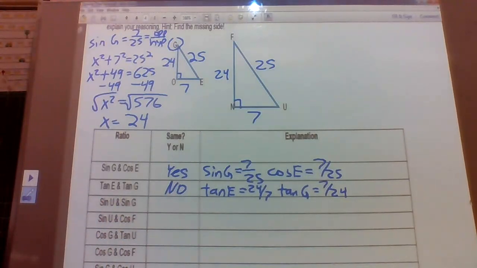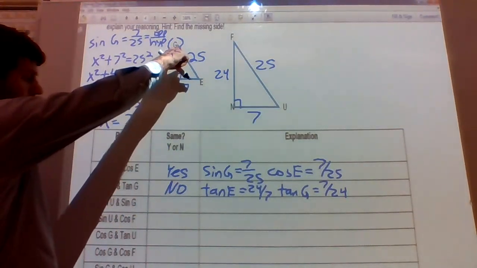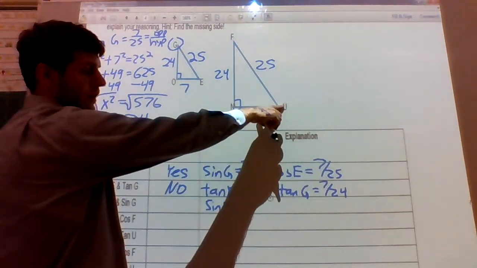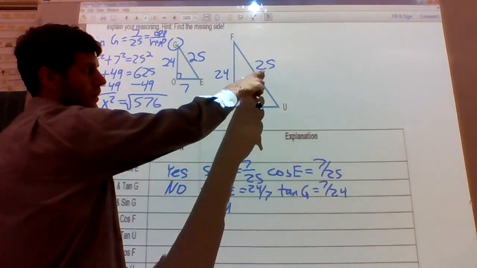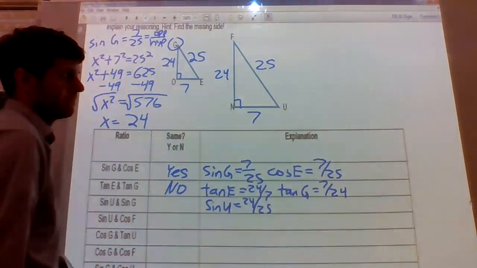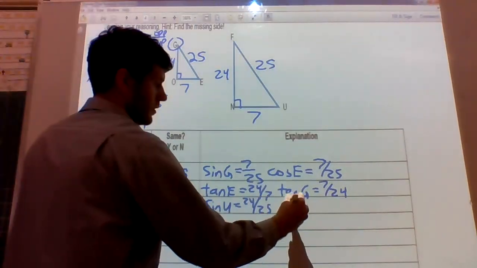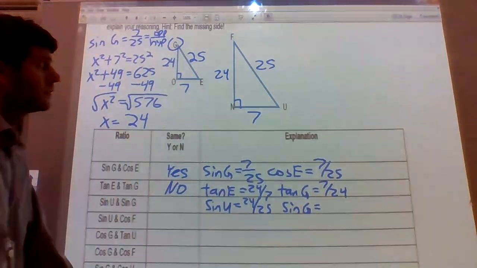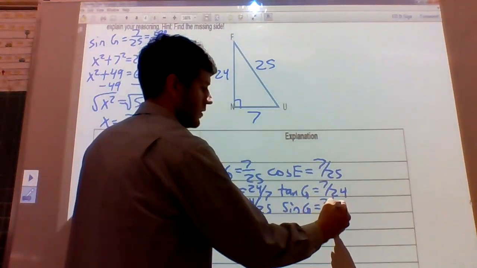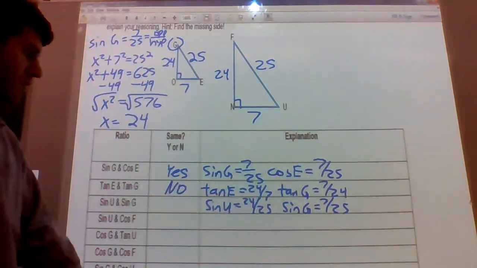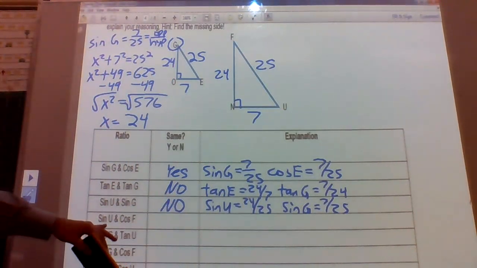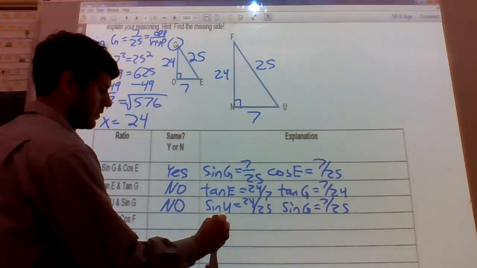Sine of U and sine of G. So the sine of U, sine is opposite over hypotenuse, so opposite is 24, hypotenuse is 25. Sine of G, opposite over hypotenuse, so opposite is 7, hypotenuse is 25, 7 over 25. So those are not equal, this is a no.